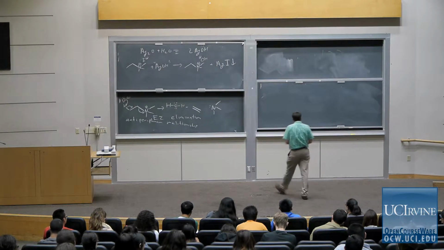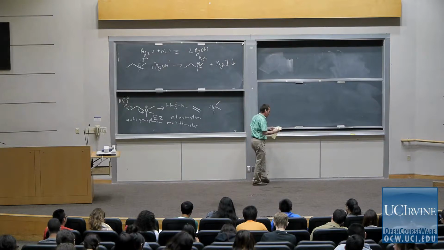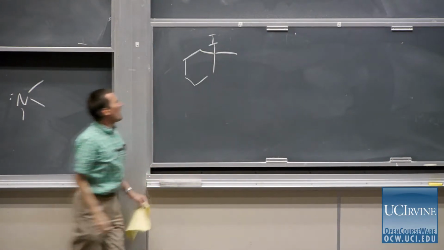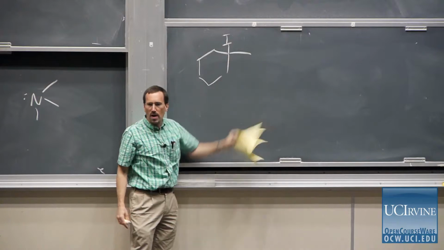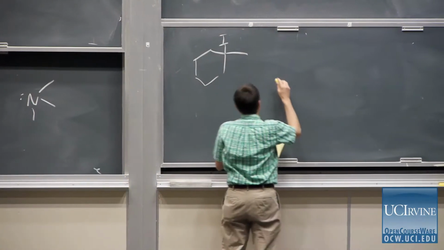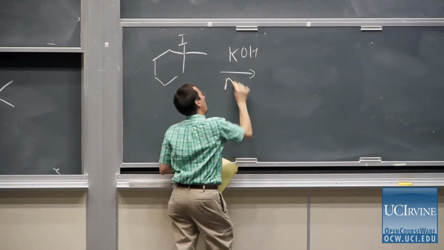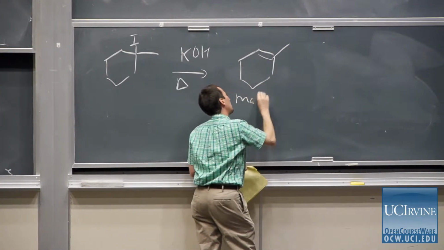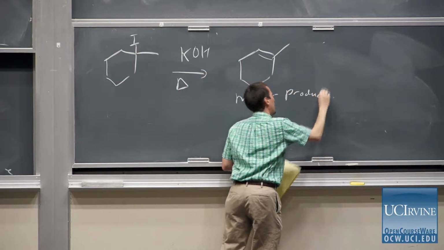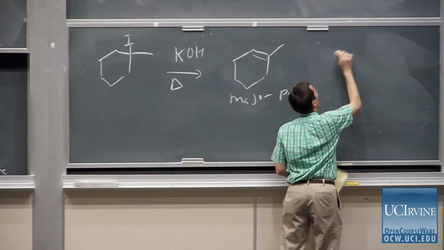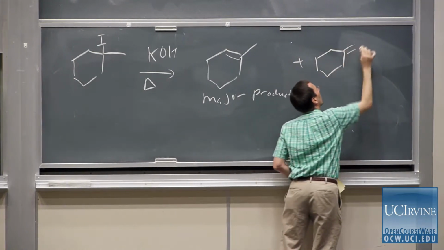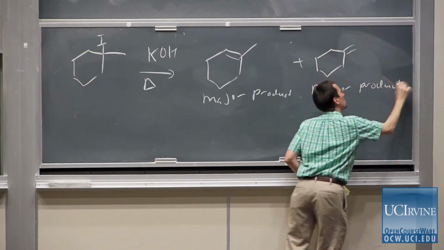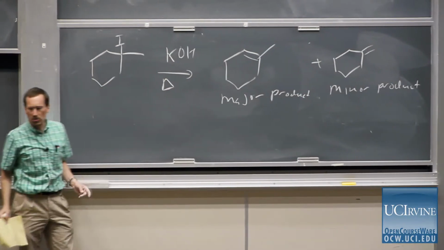anti-Markovnikov addition. You also learned that in general, E2 eliminations, if possible, prefer the more substituted product. So for example, if I have 1-methyl, 1-iodo cyclohexane, and I treat it with potassium hydroxide, and I heat it up, we get, as our major product, the more substituted alkene. And our minor product, we get the less substituted alkene. And that's sort of a hallmark of a typical E2 elimination.